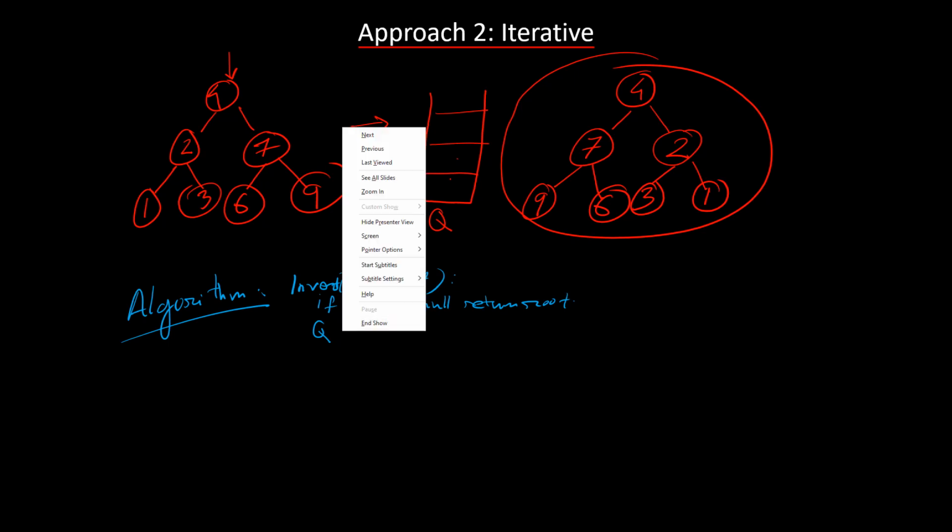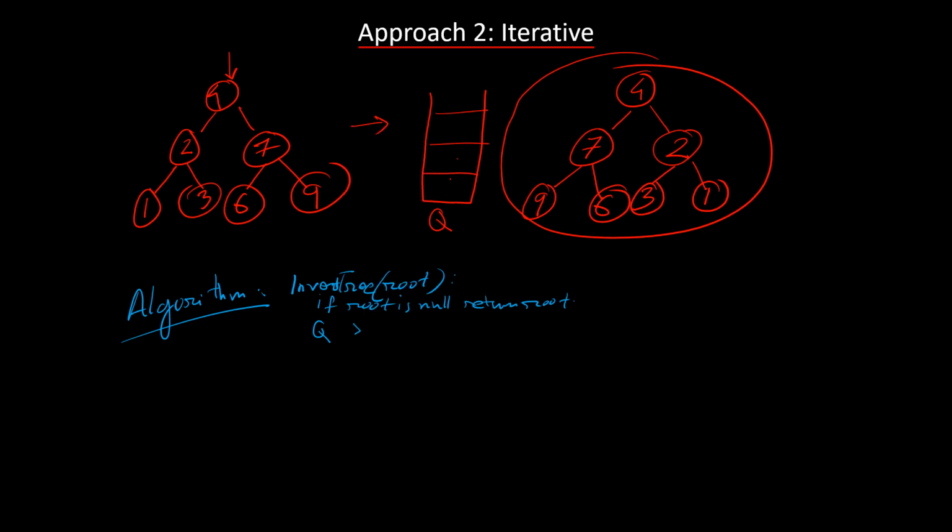Otherwise we can have a queue. In the queue, first of all we can add the root here, then we can loop through the queue while it's not empty, right? So first of all, we can pull the item from the queue. So let's say current is queue dot pull.